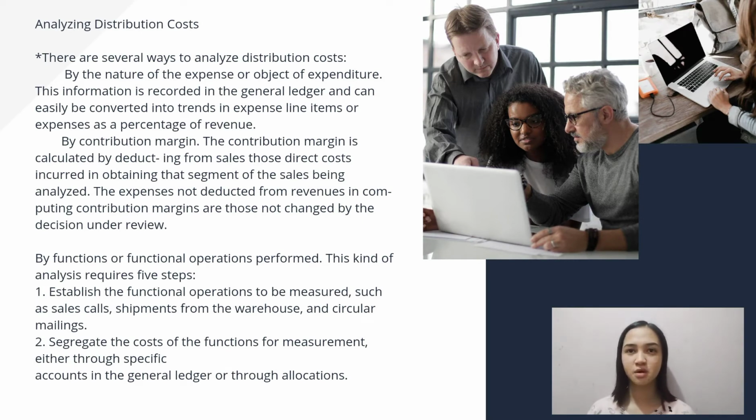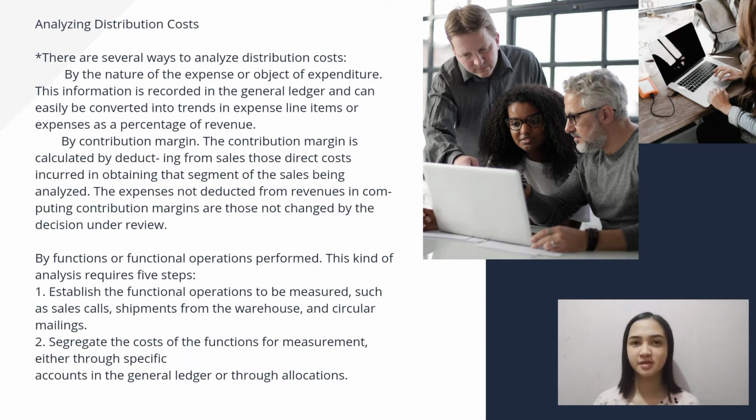Analyzing distribution costs. There are several ways to analyze distribution costs by the nature of the expense or object of expenditure. This information is recorded in the general ledger and can easily be converted into trends and expense line items or expenses as a percentage of revenue. This is in order to tell the sales manager why certain expenses are too high, who is responsible for the excess costs, and what can be done to improve the situation.